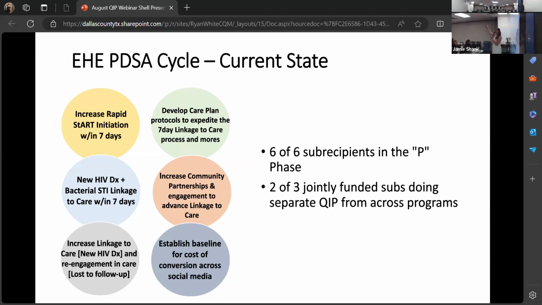So I do want to give a massive shout out to all 6 EHE subs. We got the submission. This is the first time ever taking a dive into following improvement and following the PDSA cycle. So thank you, thank you, thank you. And we have 3 joint funded subs who get both Ryan White dollars and EHE dollars. Out of those, 2 agencies have a project within their EHE team and then a project within their Ryan White team. And we have 1 agency who's working those 2 teams together in concert. So y'all are really kicking it. You're really accomplishing a lot.